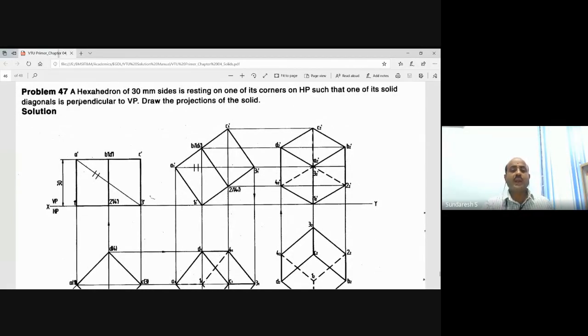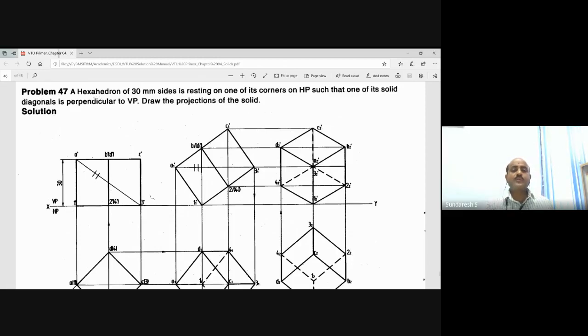So what is a hexahedron? Hexa means 6, hedron means faces. So hexahedron is nothing but a cube. Don't get confused in the exam about what hexahedron means. Hexahedron is nothing but a cube, right? A hexahedron of 30 millimeter sides is resting on one of its corners on HP such that one of its solid diagonals is perpendicular to VP. Draw the projections of the solid.